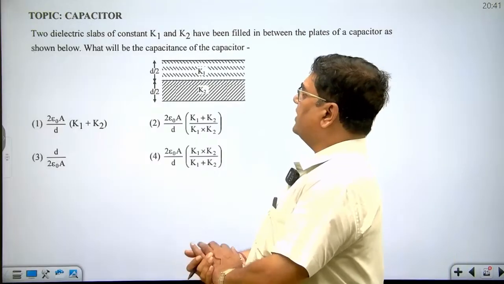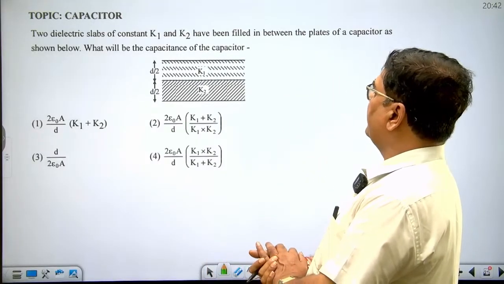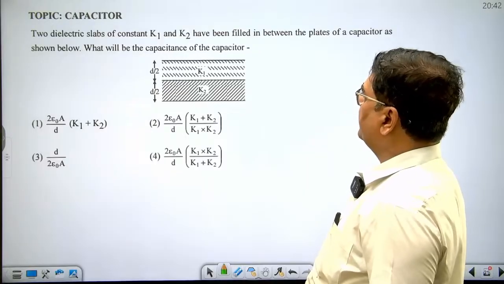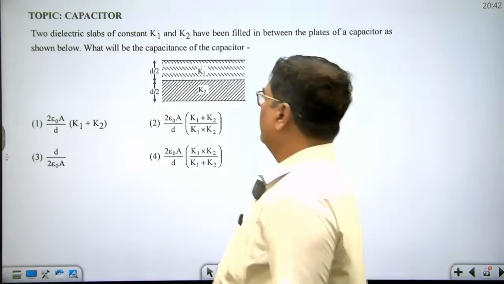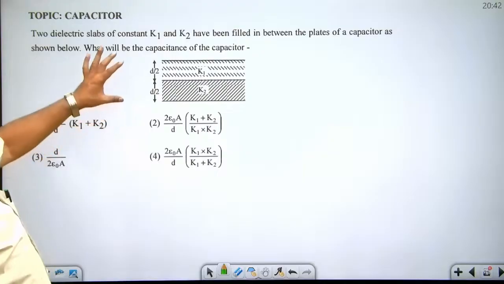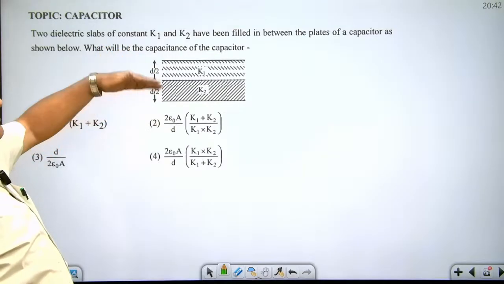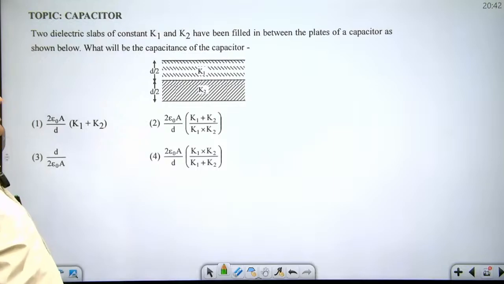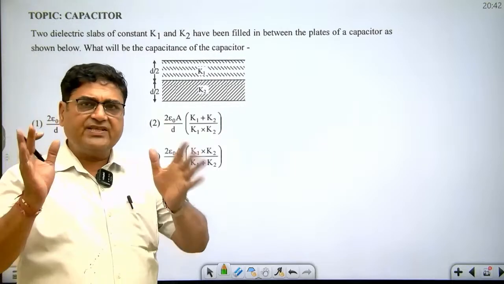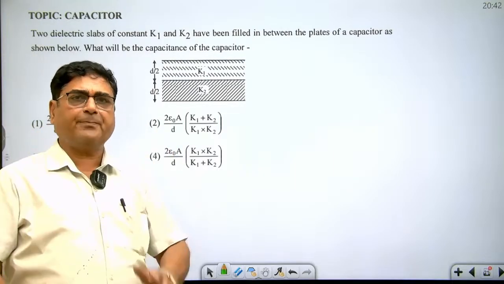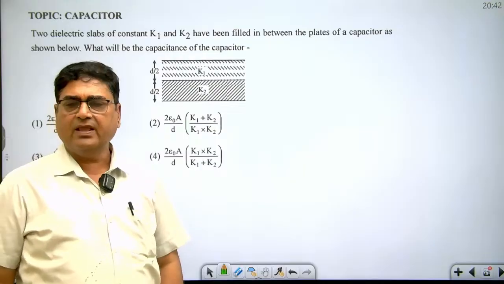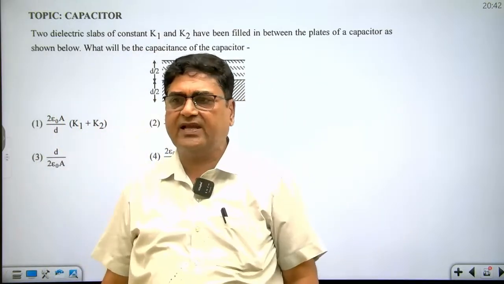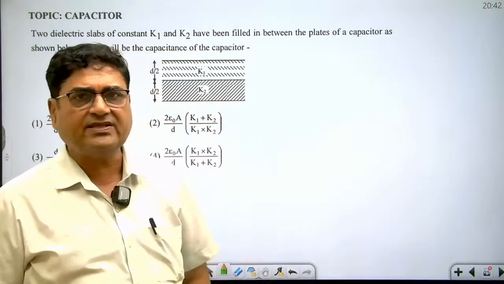Now, dear student, two dielectric slabs of constant K1 and K2 have been filled in between the plates of a capacitor as shown below. What will be the capacitance of the capacitor? Now, always remember, when the separation between the plates of a capacitor is divided by dielectric material, the capacitors formed always remain in series.